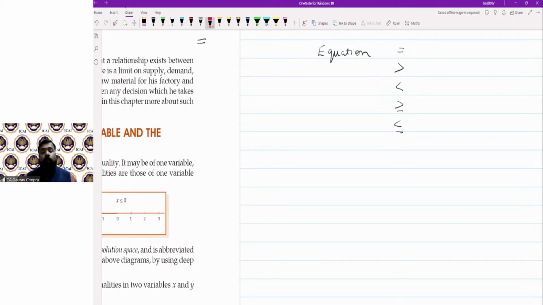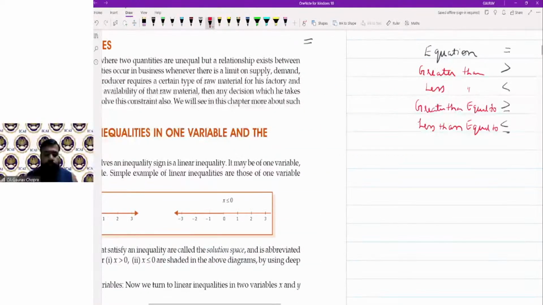In inequality, this one is greater than. Second one is less than. Third one is greater than equal to. And the last one is less than equal to. All these are used here. Okay. So let us begin now.